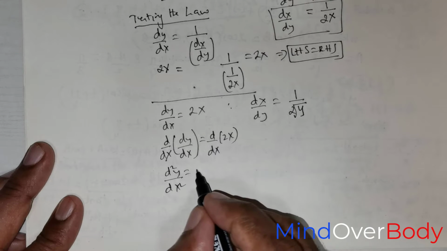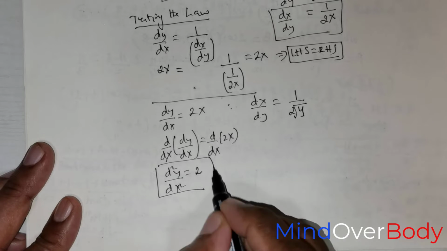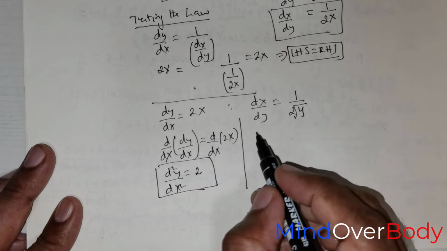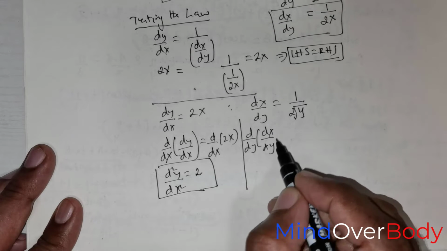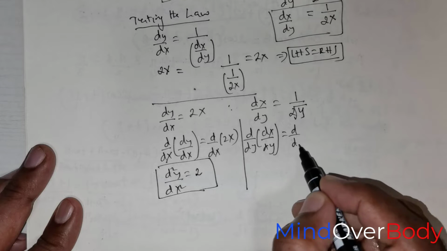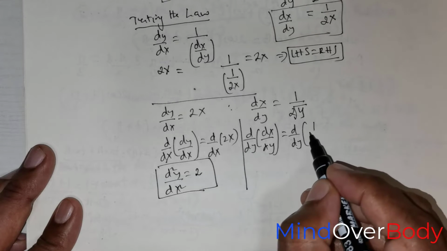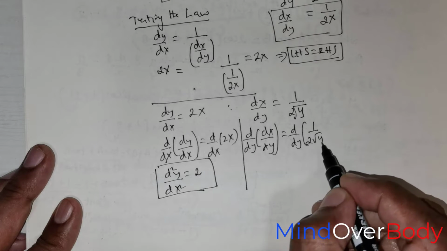Differentiating 2x again would give me 2. So this is fine, I've got this. Now let us move on to this. I'm operating with d over dy on dx over dy. This is going to be the operation d over dy of 1 over 2 times root of y.